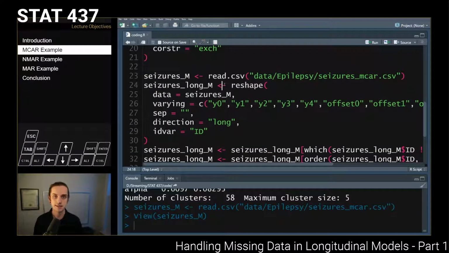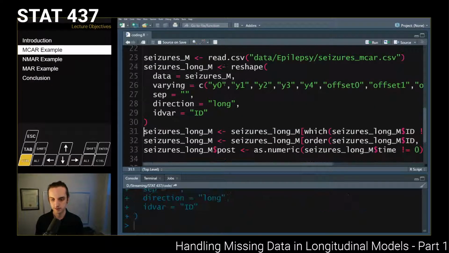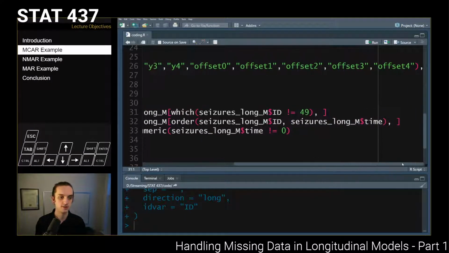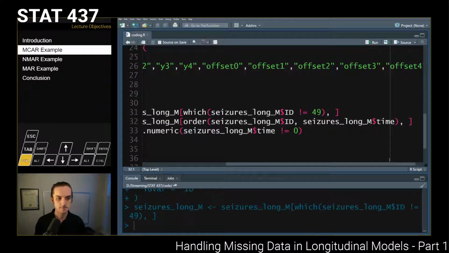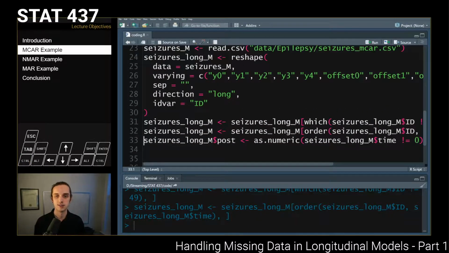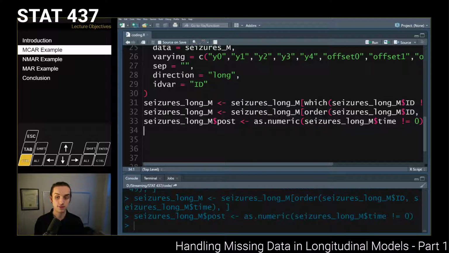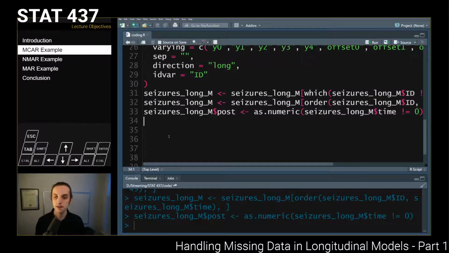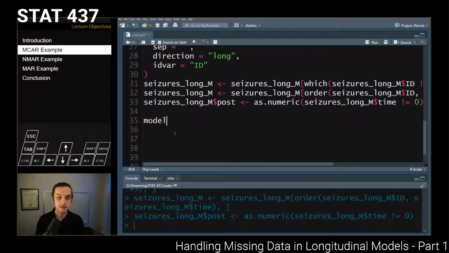So we can call the exact same reshape function. And then we're going to just filter out the 49th ID. We're going to order it so that it does not have the issues with the geepack library. And then we're going to define this post variable. Okay. And now what we can do is we can define a similar model using MCAR.